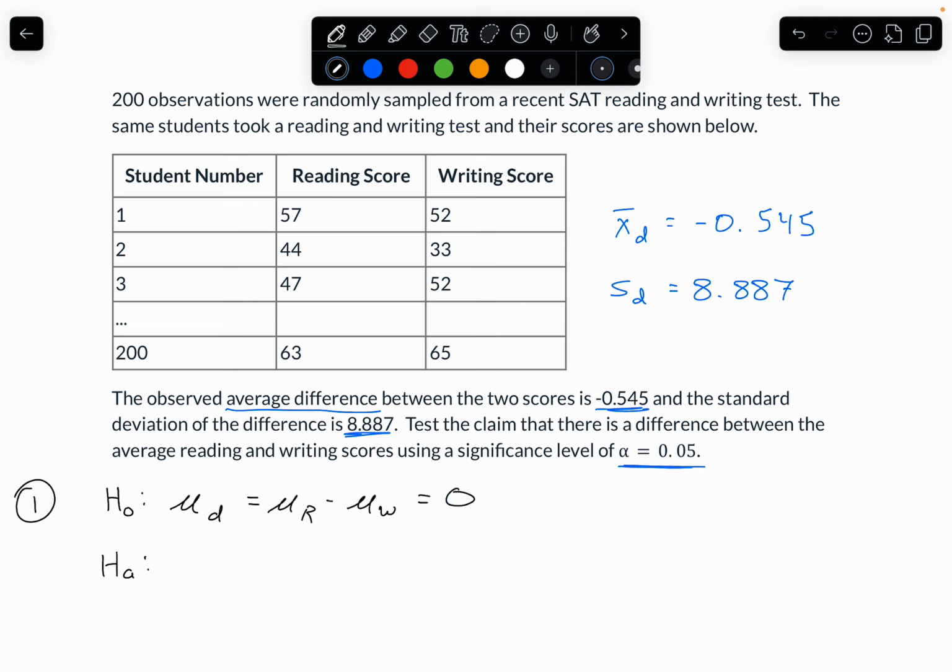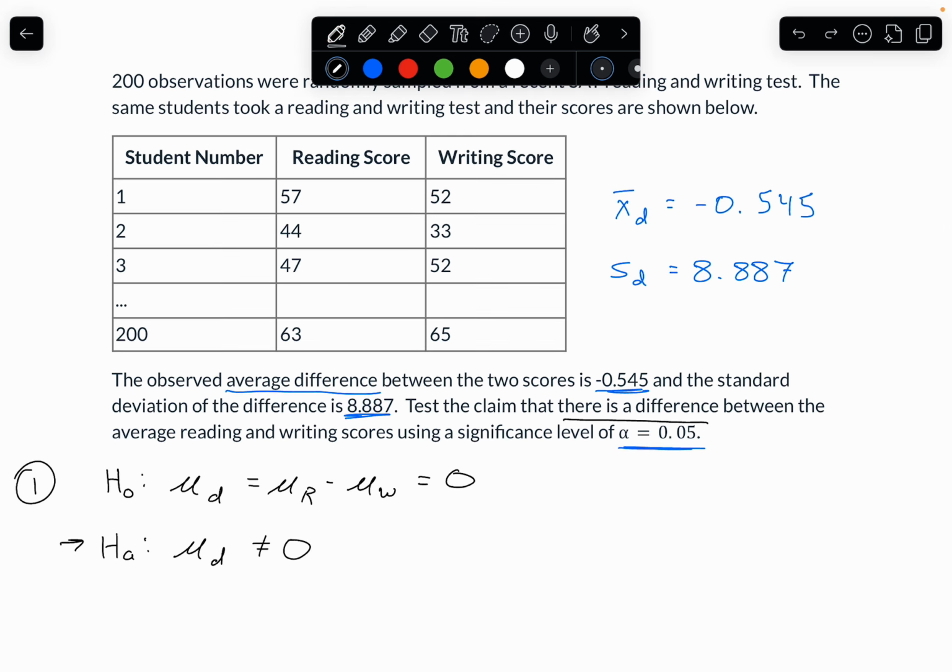In this case, it doesn't matter too much, though, because it just says, is there a difference? We're not claiming that one is higher than the other necessarily. We just want to know, are they different from each other, which means that our alternative hypothesis will be that the population mean of the differences is not equal to 0. Meaning that when I take the mean reading score minus the mean writing score, I'll just get something that's not 0, meaning I'm subtracting two different numbers. So, okay, we've got our null hypothesis, we've got our alternative hypothesis.